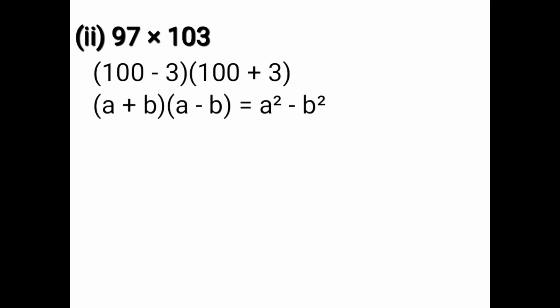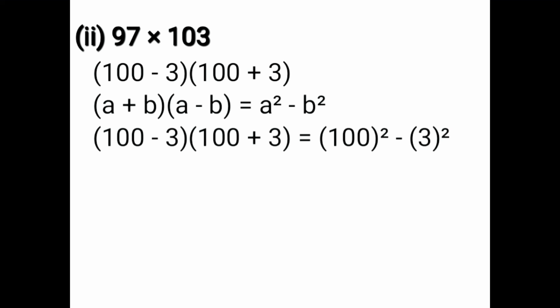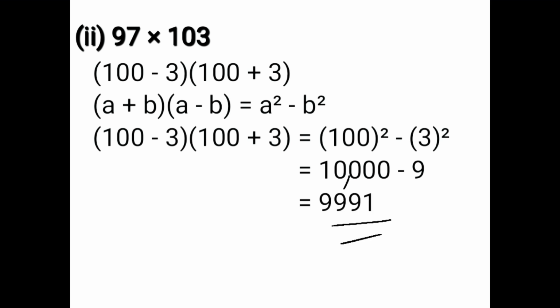(a plus b)(a minus b) is equal to a square minus b square. That is (100 minus 3)(100 plus 3) is equal to 100 square minus 3 square. 100 into 100 is 10,000. Minus 3 square is 9. 3 threes are 9. 10,000 minus 9, subtract it now. How much am I getting? I am getting this answer, 9,991.